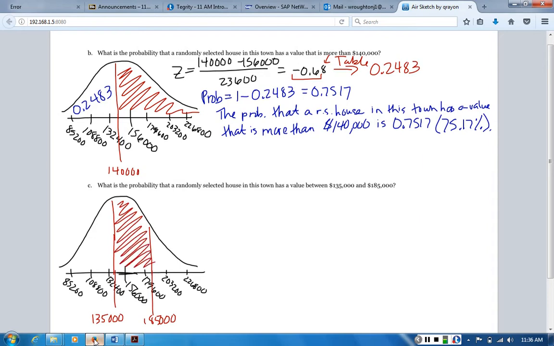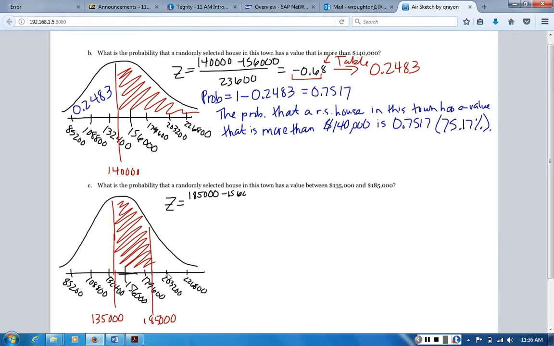Alright, so what I can tell from my picture, so one of my z's will be negative since it's below the mean, one will be positive. This one will be between -1 and 0. This one will be between 1 and 2. I can also tell you I need to use the between rule since we're shaded between. So our next step is to find both of our z's. And again, I need to start with the higher one. So I'm going to do the 185,000.